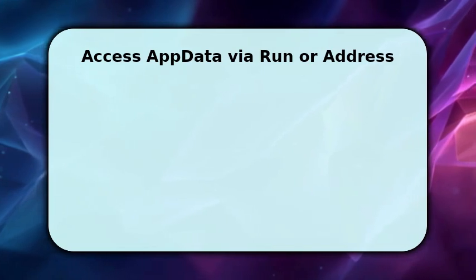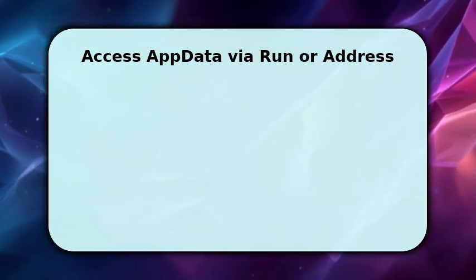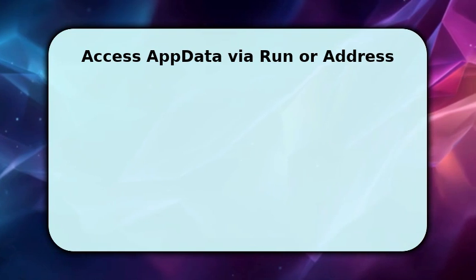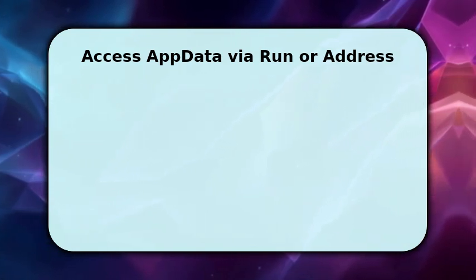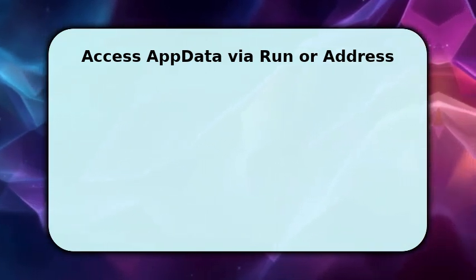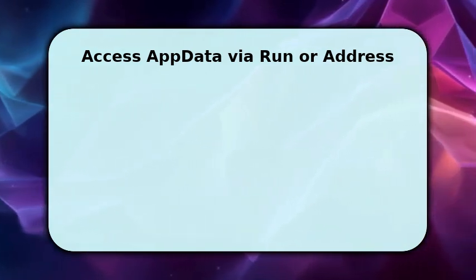Next, use quick paths to reach AppData precisely. You can press Windows plus R and type %appdata%, which takes you straight to the roaming folder. This is where synced settings typically live.